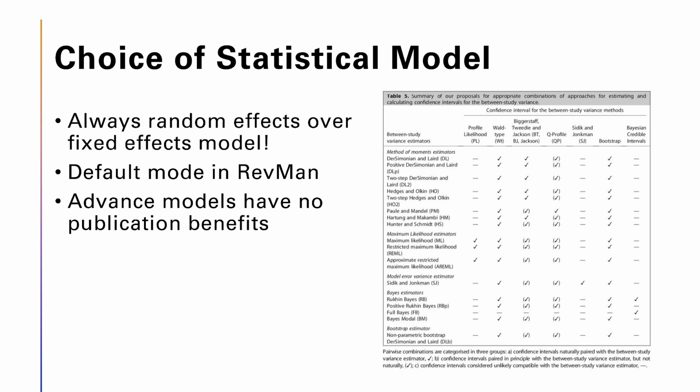Okay, so now let's move on to the choice of statistical model. As mentioned before, it is generally recommended to use a random effects model rather than a fixed effects model. This is because the random effects model is widely accepted and considered appropriate for most meta-analyses, as it accounts for both within-study and between-study variability, providing a more conservative and generalizable estimate of the overall effect size. The random effects model is also the default mode in software such as RevMan.